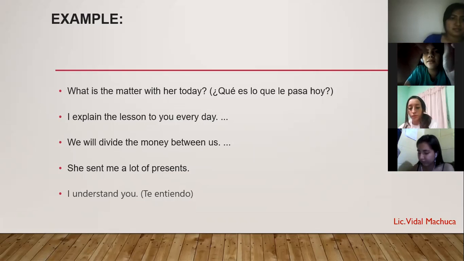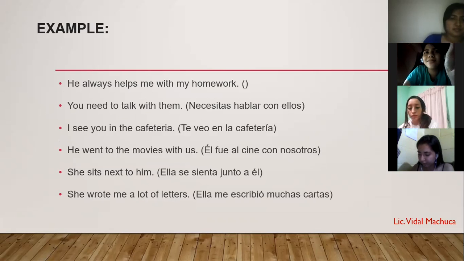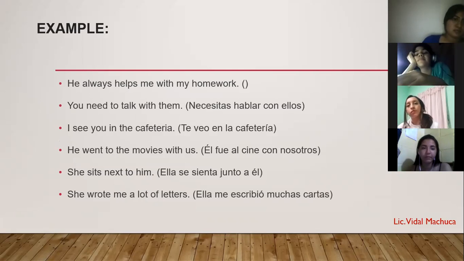Excellent. Okay, let's continue. He always helped me with my homework. Entonces aquí lo mismo, ¿verdad? He, y el pronoun es me. Yes, el object pronoun me. Helps me. Me ayuda. Helps me, me ayuda.